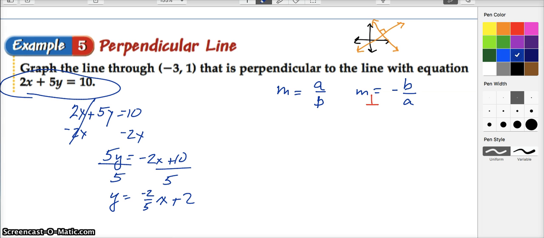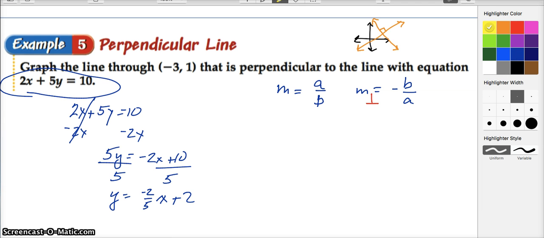Now that we have this, we've got a slope. And the slope happens to be negative 2/5. But this is not the slope we want. This is the slope we got, but we need the slope of a perpendicular line to this line. Are you with me? So how do we do it?